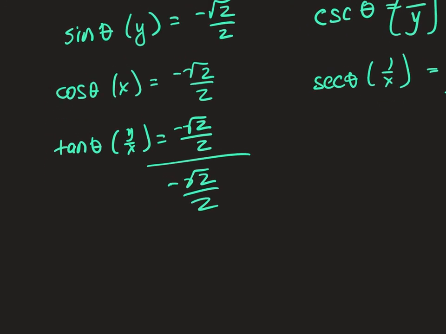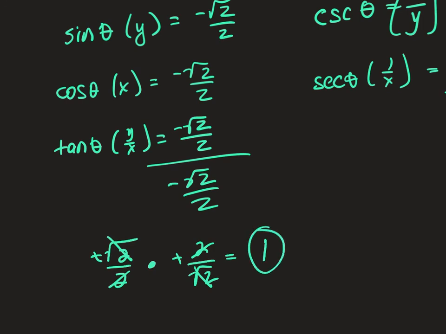So if we simplify this, guys, negative square root of 2 over 2 times, when I flip this, negative 2 over square root of 2. What happens to my whole number 2's? They cancel out. What happens to my radical 2's? They cancel out. What happens to my negative signs? They cancel out. When everything cancels out, what is left? 1. Don't tell me 0.